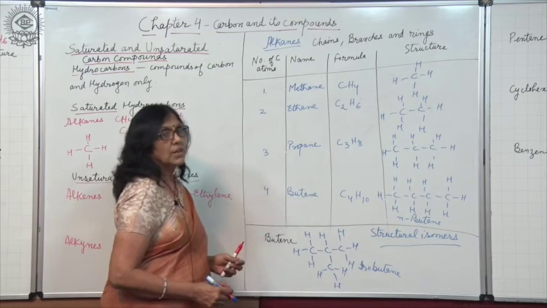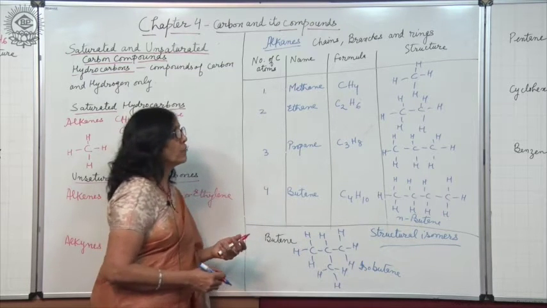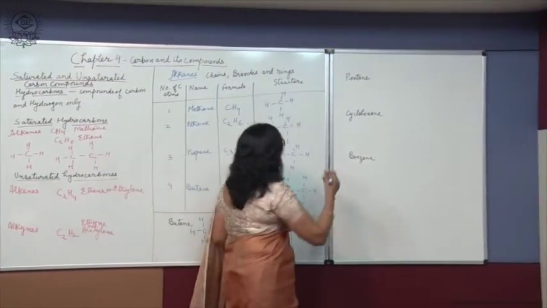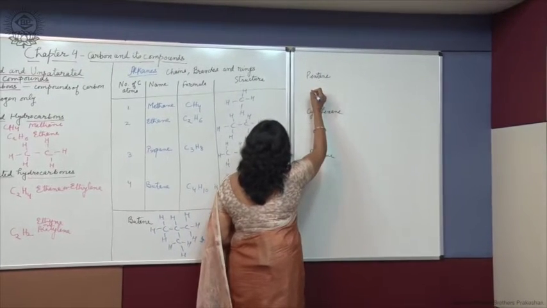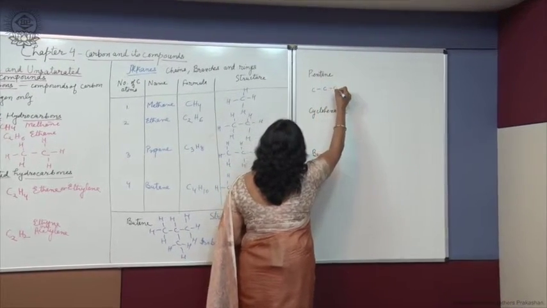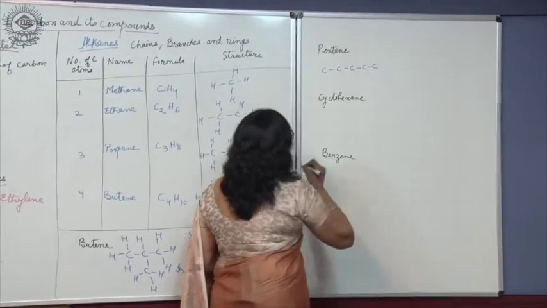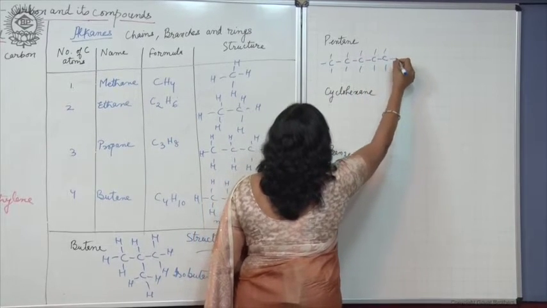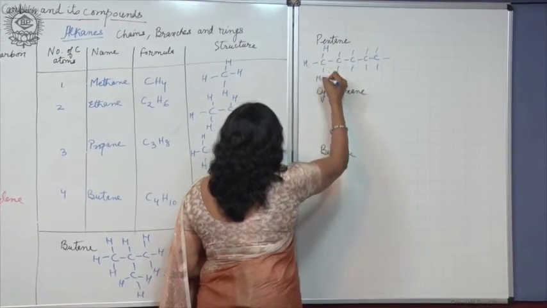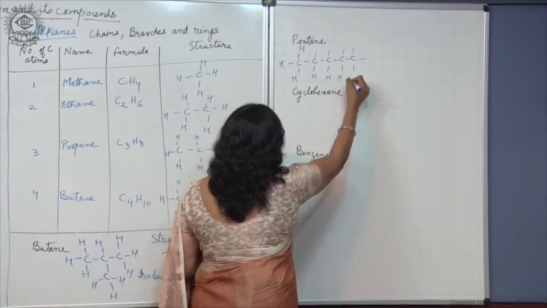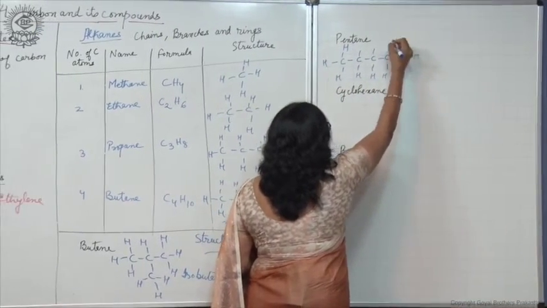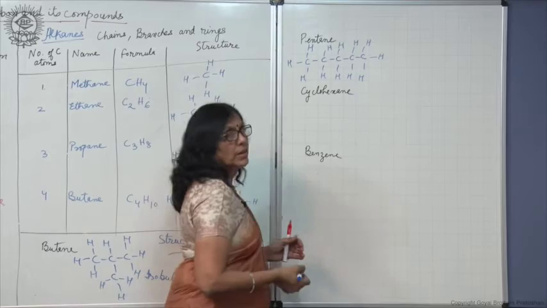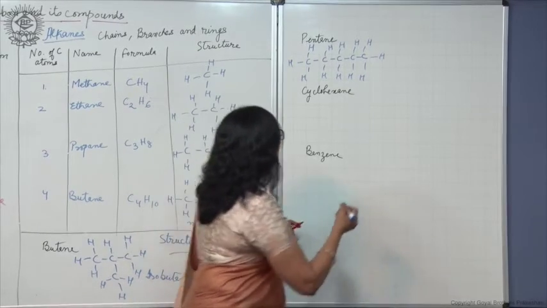Now, let us see the structural formula of pentane, in which there are 5 carbon atoms. Let us write the structural formula of pentane. Straight chain. You should practice writing the structural formulas of the hydrocarbons. Now, let us make the branched structure.